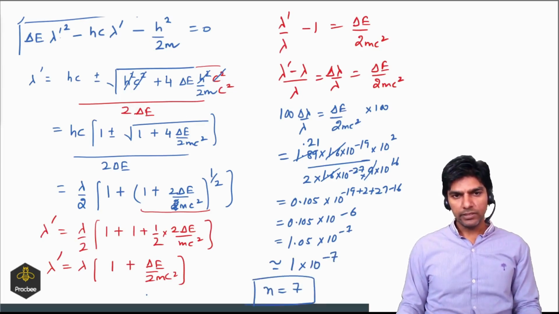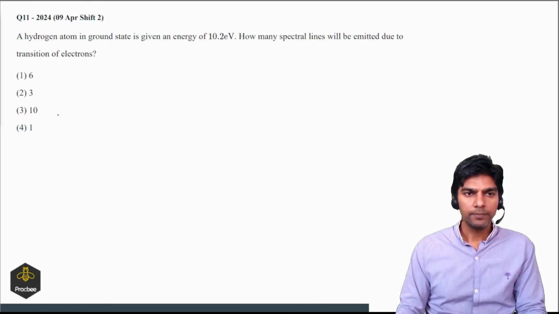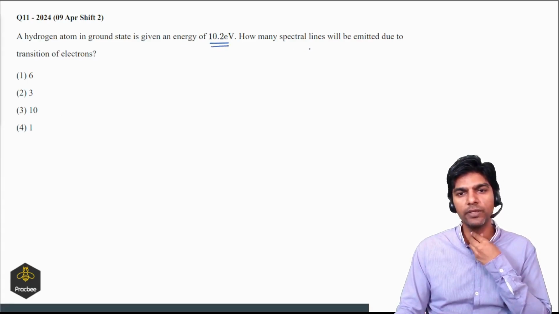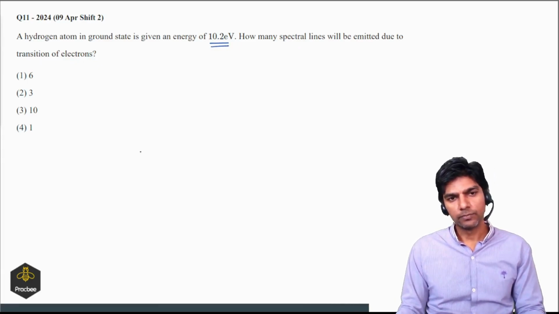So this is not easy. This question has lots of calculation. Now let us see the next question. A hydrogen atom in ground state is given an energy of 10.2 electron volt. How many spectral lines will be emitted due to the transition of the electron?